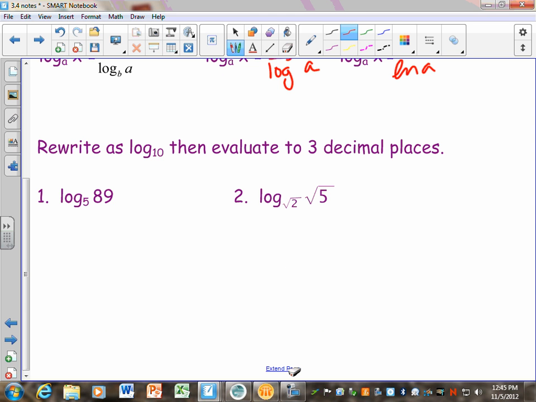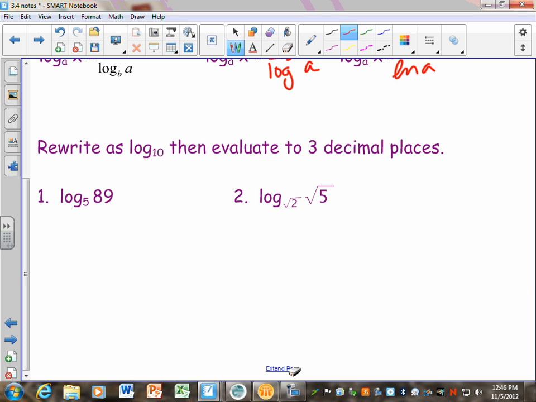Could you do this without a calculator? Like, could I have given you this on your worksheet on Friday? This is like saying 5 to the what power equals 89. Do you know that? No. I know 5 squared is 25. I know 5 to the third is 125. So it's somewhere in between 2 and 3. But I don't know the answer. But using change of base formula, we can get the really close answer here.